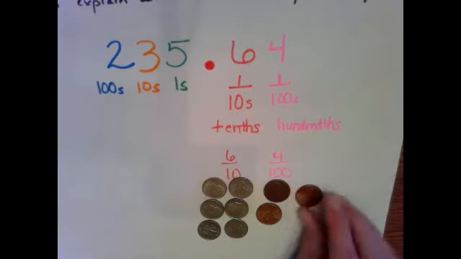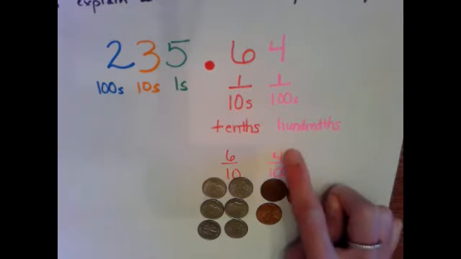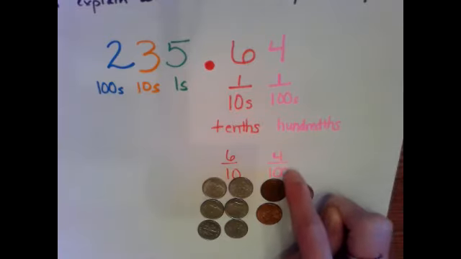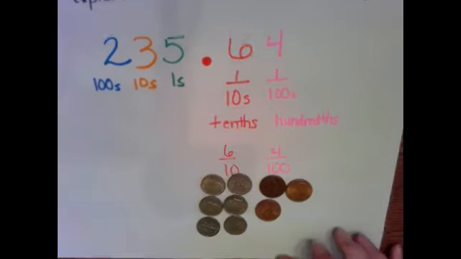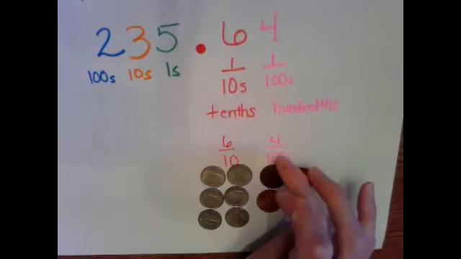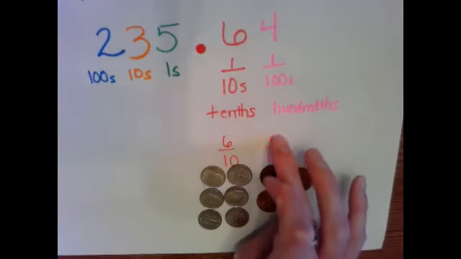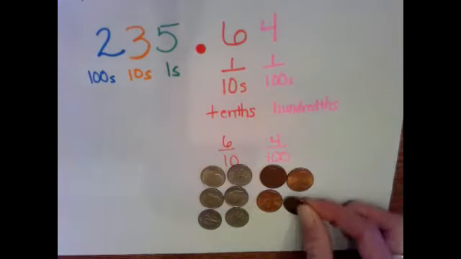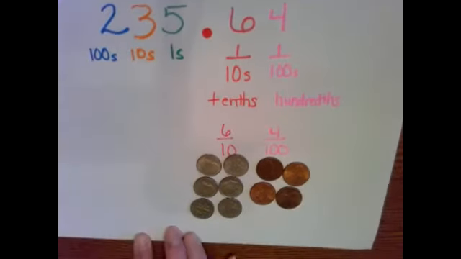Remember, in fractions the numerator is how many parts out of the whole. How many parts are needed to make a dollar? It's 100. If you have 4 out of 100, you have 4 pennies.